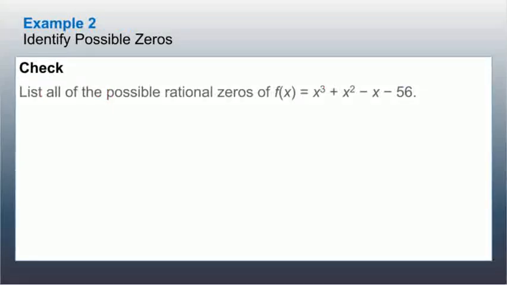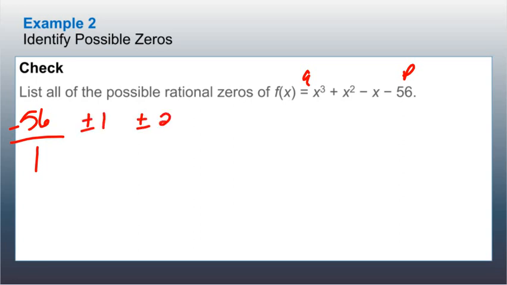On the last one, list all the possible rational zeros for this one. So we have our p and our q. So p is negative 56 and our q is a positive 1. So we can have positive negative 1, positive negative 2, positive and negative, so 56 divided by 2 is 28. So we're going to have a positive negative 28.